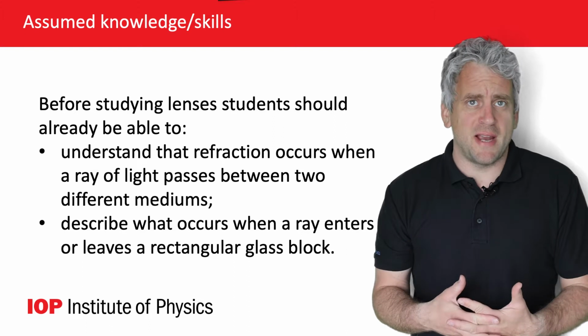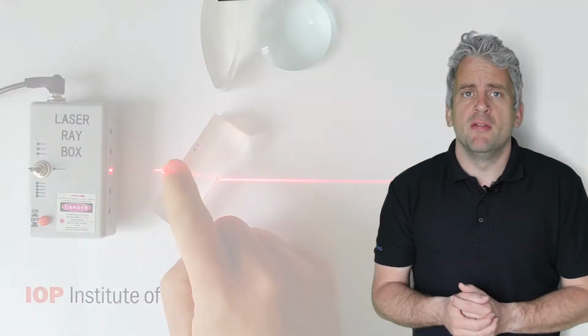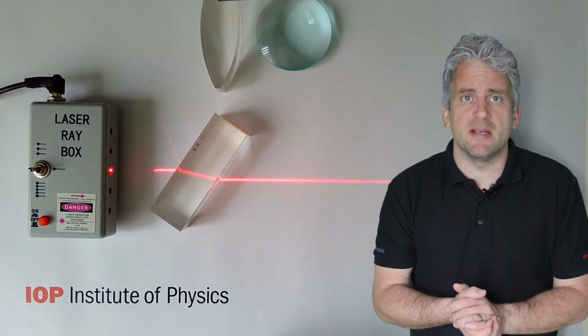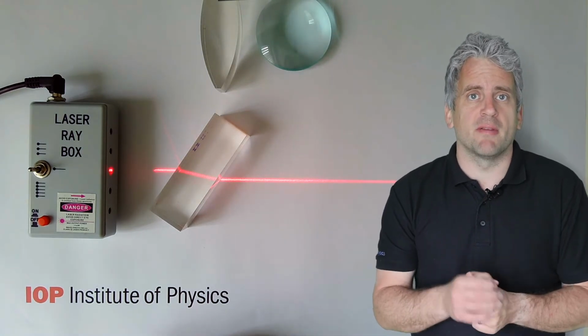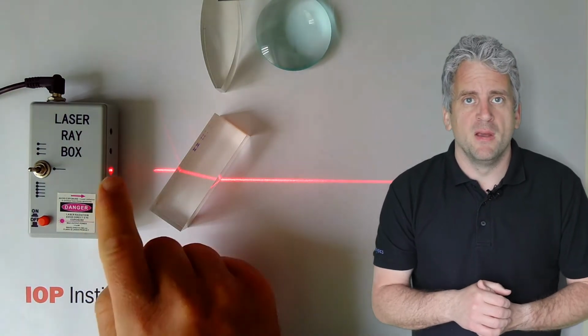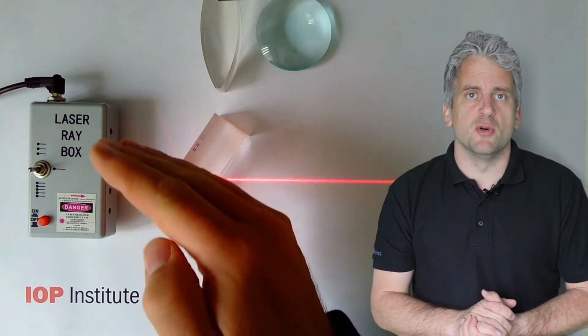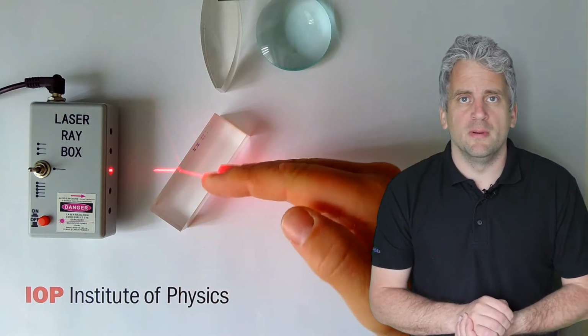Before studying how lenses actually work, students should have studied refraction. They should know that refraction occurs when a ray of light travels between mediums of different optical densities, and that this occurs twice if we consider a ray of light travelling through a rectangular block. Refraction occurs at the boundary from air to glass, moving towards the normal, and then again from glass to air, moving away from the normal.